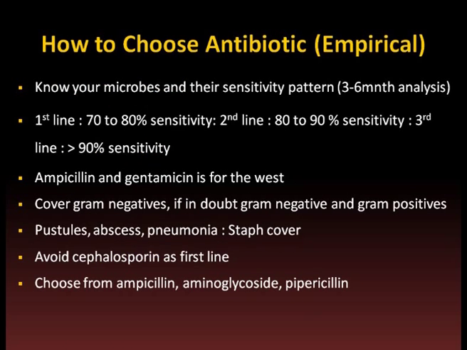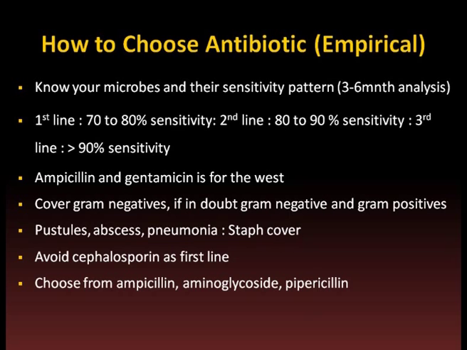Now, the next step is how do we choose the appropriate antibiotic when we have clinical sepsis. For that, we have to know the microbes and their sensitivity pattern. So, for knowing the microbes which are prevalent in our NICU, we need to have data from the last 3 to 6 months of audit of our blood cultures. Based on the audit, we know which are the common organisms and what is their common sensitivity pattern. Our aim should be to cover the most common organisms and use an antibiotic which would help us in killing that microbe.